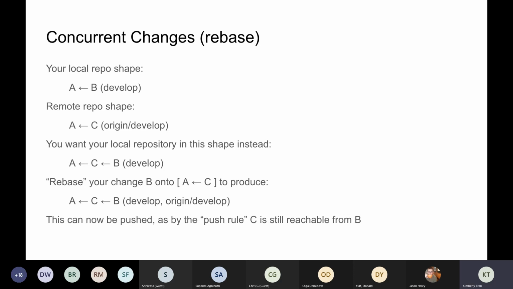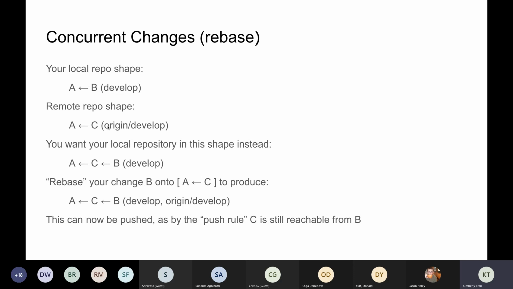Now, if you are making concurrent changes, there's two ways to deal with this. This is the rebase case, right? So if your local repository is A and B, and the remote repository is A and C, so if you both started from A, you put down B, and someone else has put down C. To actually get your changes up to the repository, you want your local repository to look like this. You want to replay B on top of A and C.